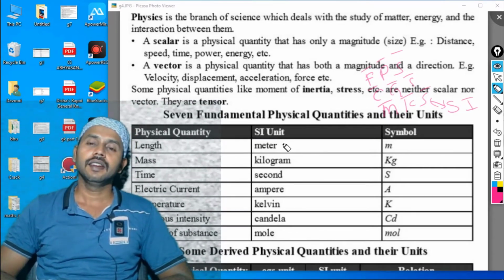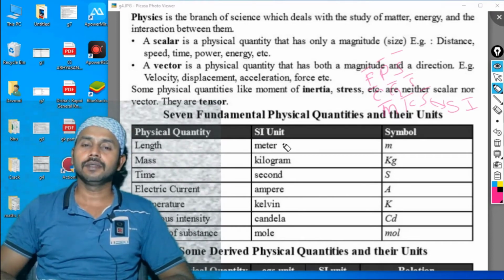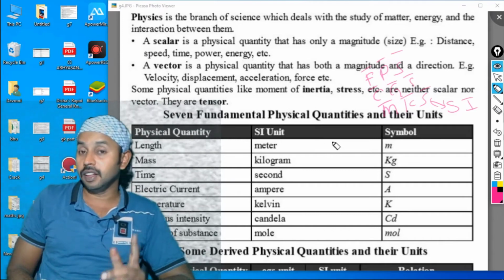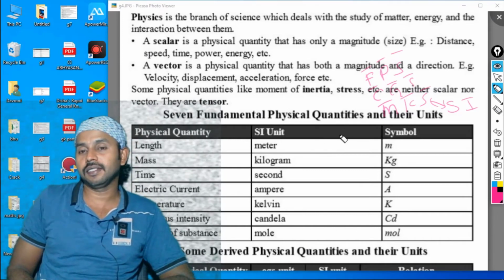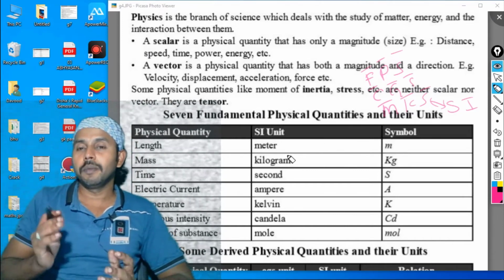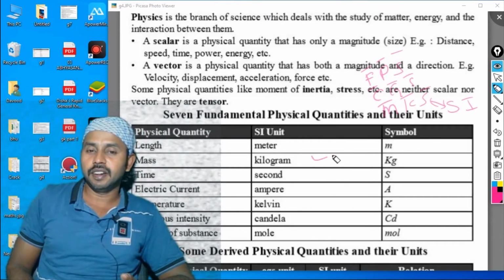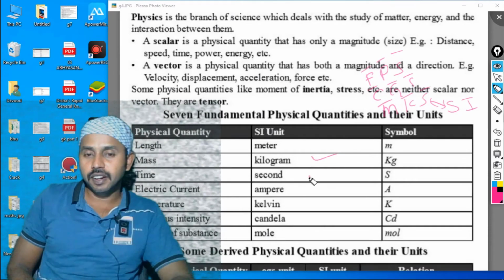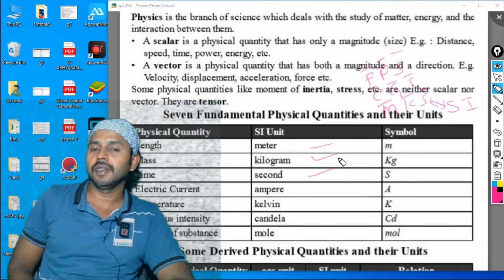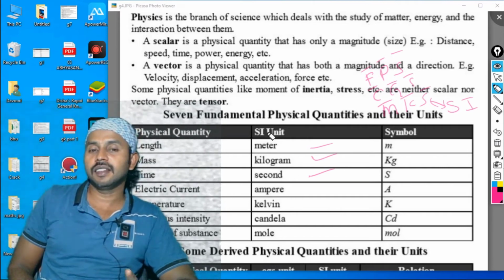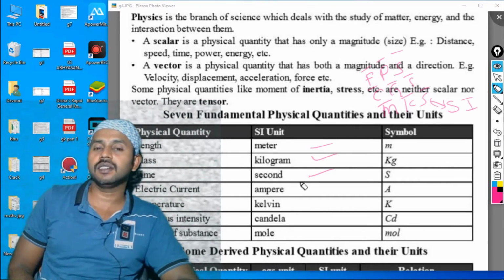For example, length in the SI system is measured in meters, and in the FPS system in feet. Mass is measured in kilograms in the MKS system, and time is measured in seconds in the SI system. In the FPS system, length is the foot, mass is the pound, and time is the second. Like this, different systems exist.